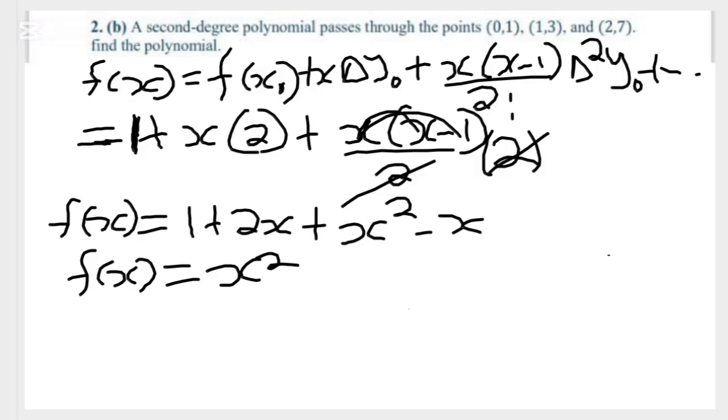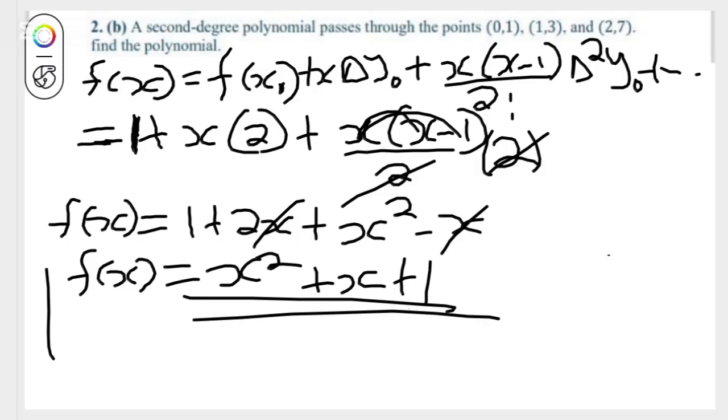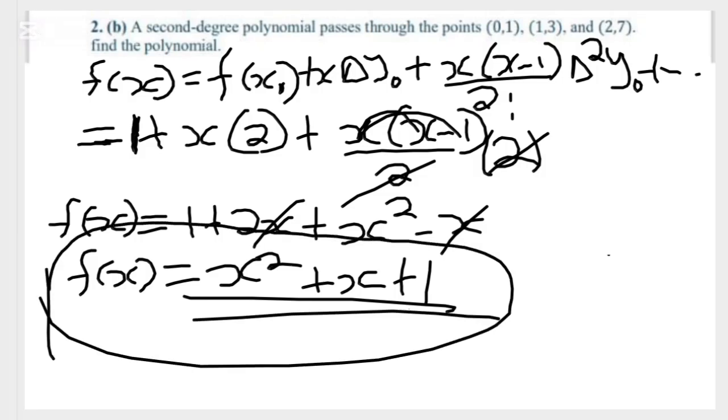I'll have x squared plus x, this and this will now become only 1x. So therefore x squared plus x plus 1. So this is the final solution to this question.